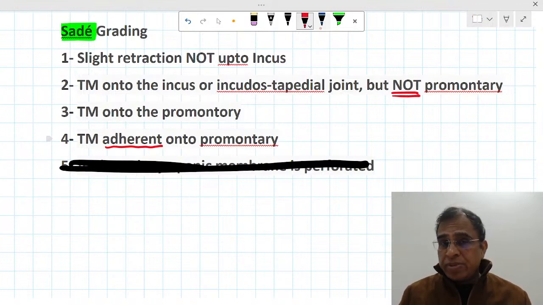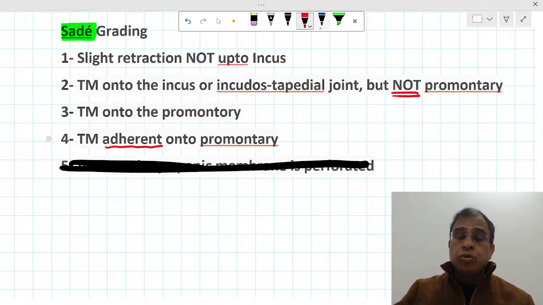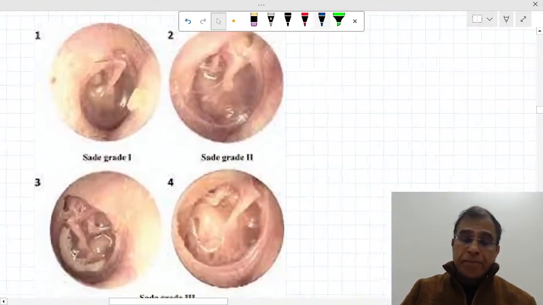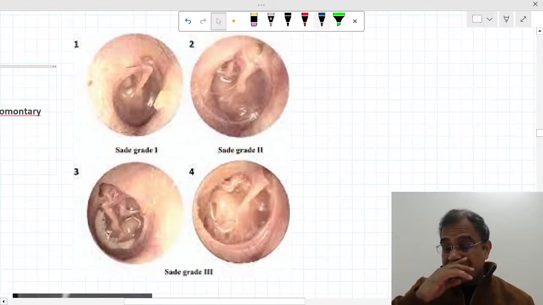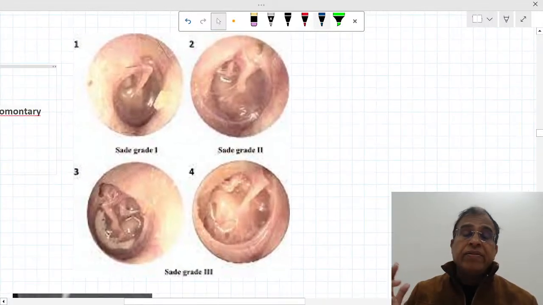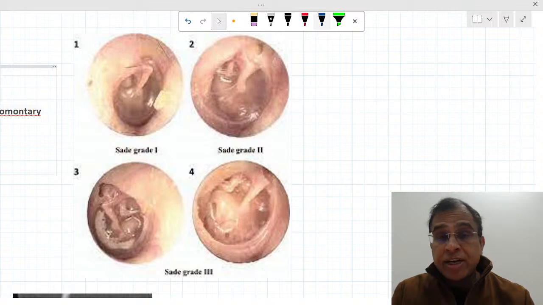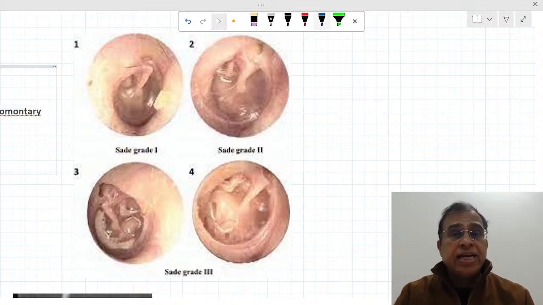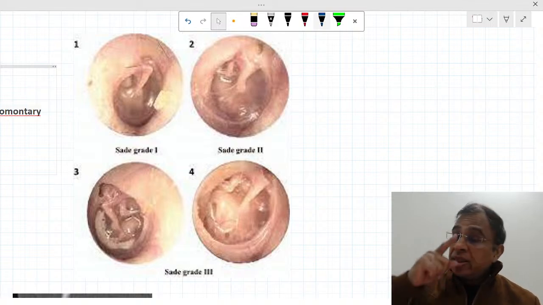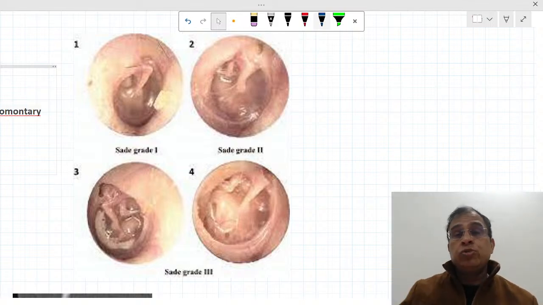Now, I know of MCQ books, they claim that there was a question based on the image of the grading, and they had shown one of these images of the tympanic membrane, and they had asked what grade of retraction this is. My dear friends, this question was never asked in any exam. I can say it with all confidence. This question was never asked in any exam, and I can bet one more thing, they will never ask you this question in future as well.